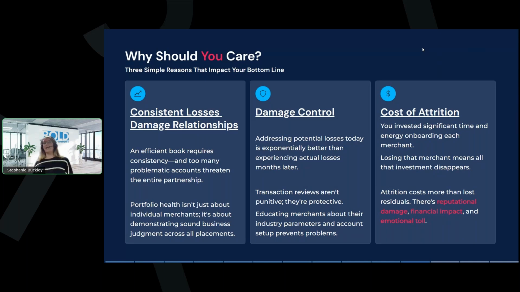Like, I care if the processor loses any money. I care about my merchants. I want my merchants to be okay. And risk reviews are nonsense. They're not necessary, what have you. There are several reasons why you should care.